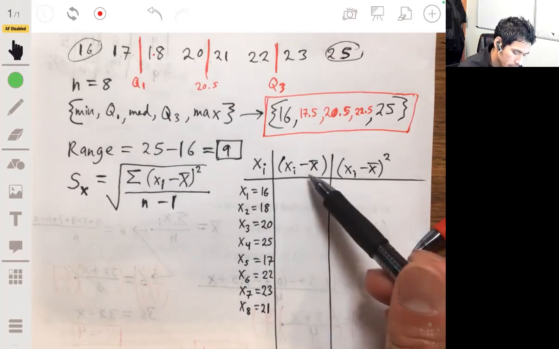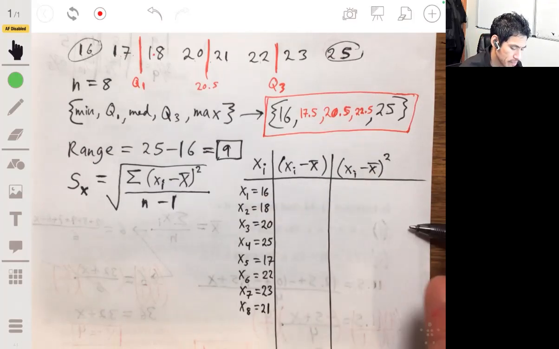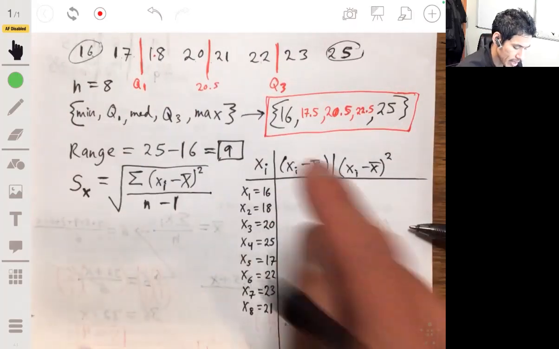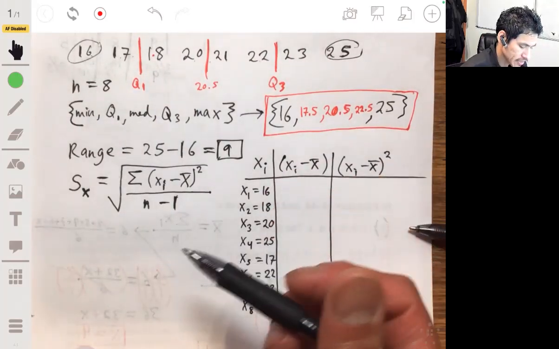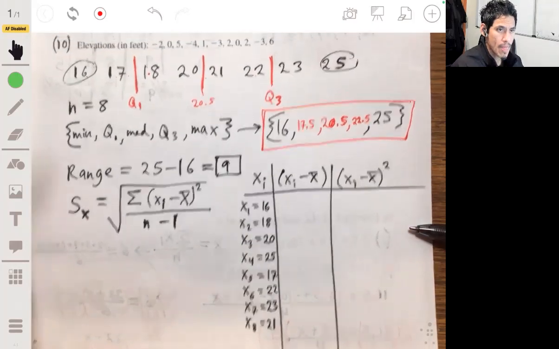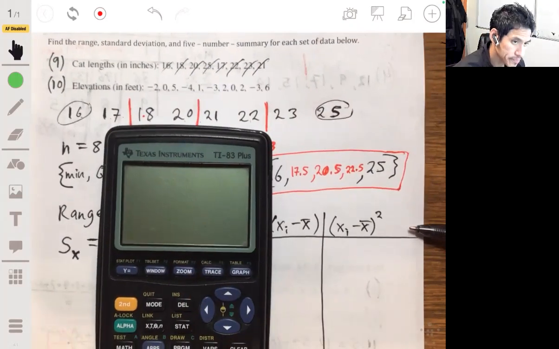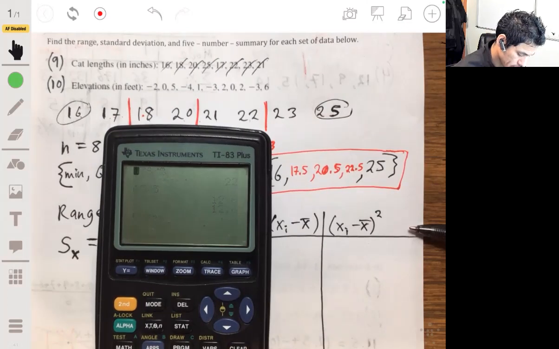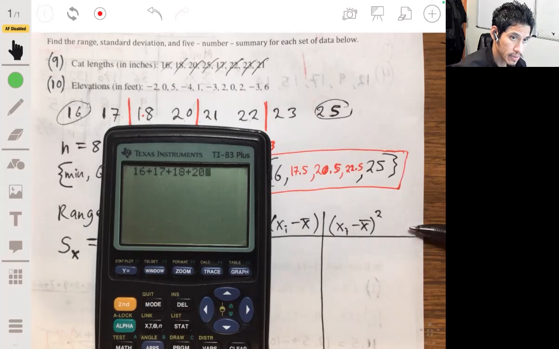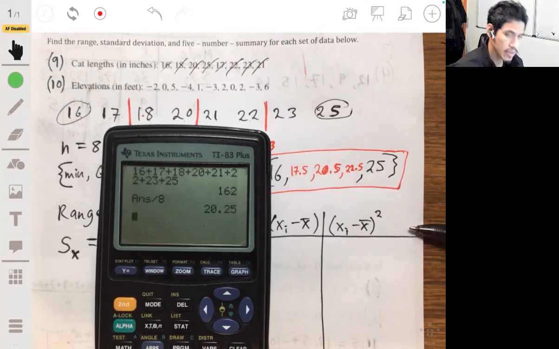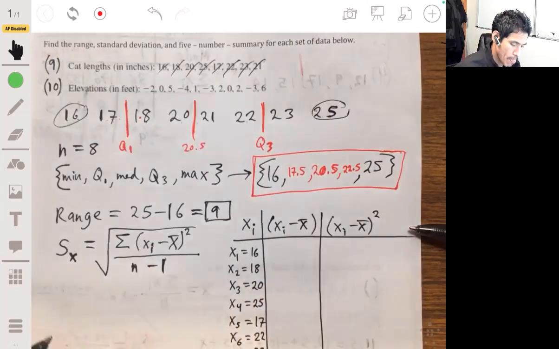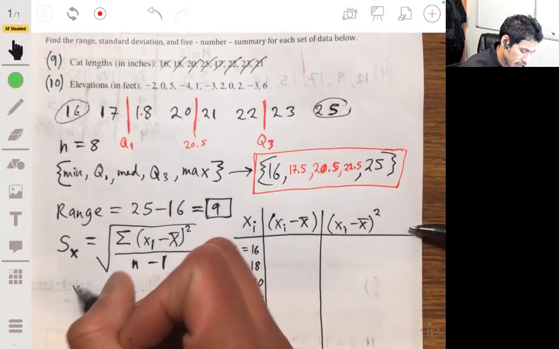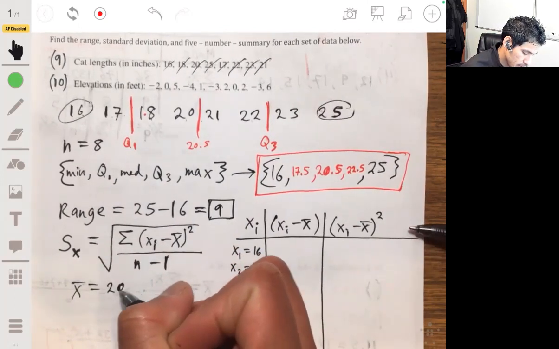Now to find the mean, which we need next, is just what we've been doing: add these all up and divide by the sample size, or 8. So 16 plus 17 plus 18 plus 20 plus 21 plus 22 plus 23 plus 25, divided by 8. The mean is 20.25. So let's write that over here. X bar is 20.25.